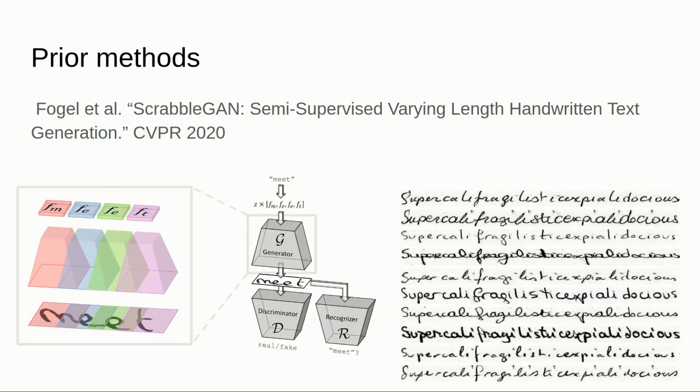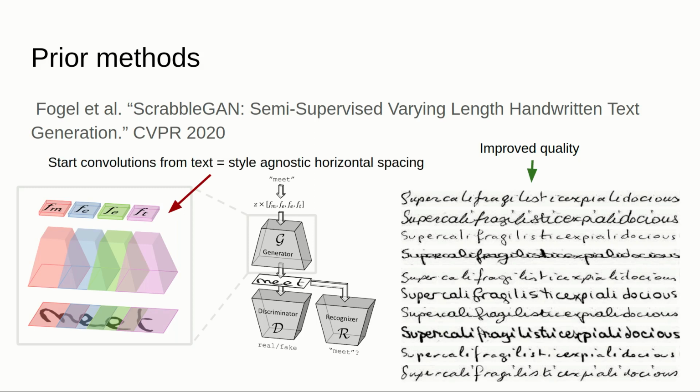Fogel et al. presented ScrabbleGAN in June at CVPR. They extended Alonso et al. and achieved better results. Their primary contribution is how they treat the input string. Instead of embedding the text into a fixed-sized vector, they begin convolutions on the one-hot encoding. This places a series of learned feature maps together for the generator to begin generating from. As a result, they can produce arbitrarily long images. The string length determines the final image length. This means the horizontal spacing is style agnostic. All strings of the same length generate images of the same length, despite varying style.